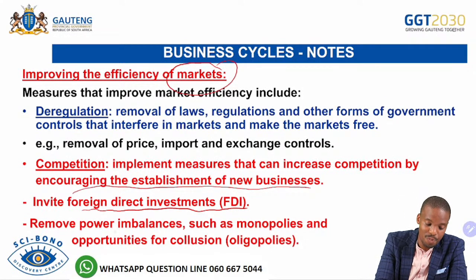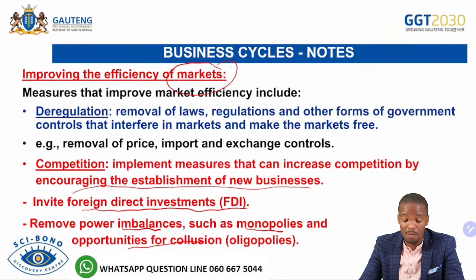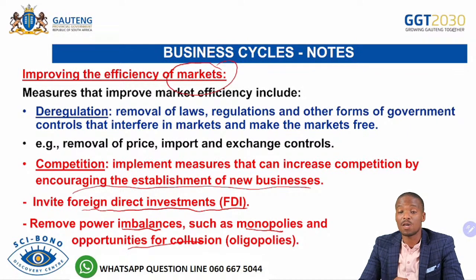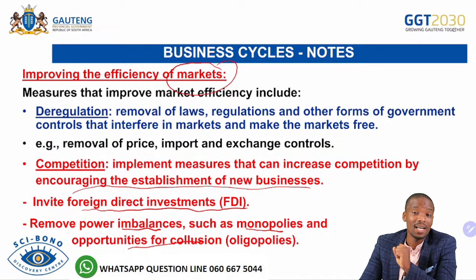Removal of power imbalances such as monopolies and opportunity for collusion. Remember when I said monopolies, it is where you'll find that there's only one company supplying a certain product or a certain good. That on its own creates supply constraints.